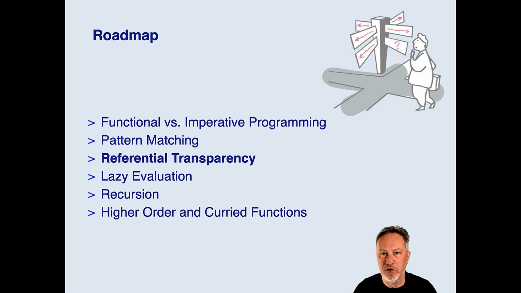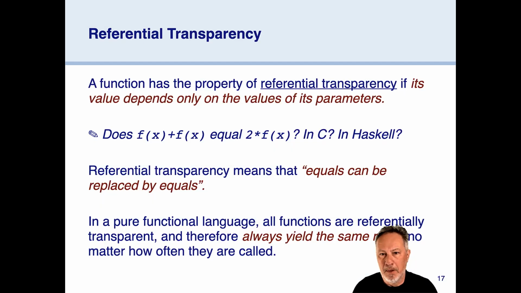Next, we're going to have a look at referential transparency. This is a very important feature of pure functional languages, and without this, lazy evaluation does not work. So a function has this property of referential transparency if its value depends only on the values of its parameters. That means that whenever we evaluate that function, it will always produce the same result.